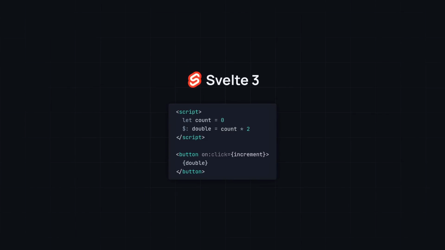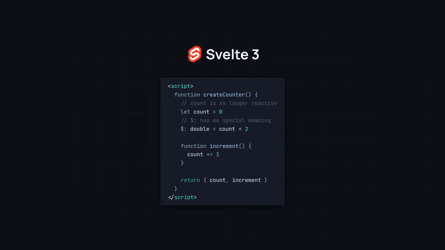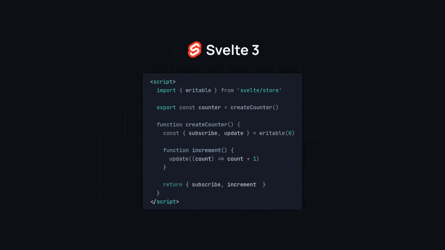Let's talk about another gotcha. Let's say that you want to refactor your logic inside of a createCounter component. Well, count is now no longer reactive because this has no special meaning inside of a function, and $: has no special meaning also, which might surprise you. And to solve this problem, Svelte introduced stores, which are really just writable objects you can use inside of Svelte components and regular JavaScript files to have the same reactivity.